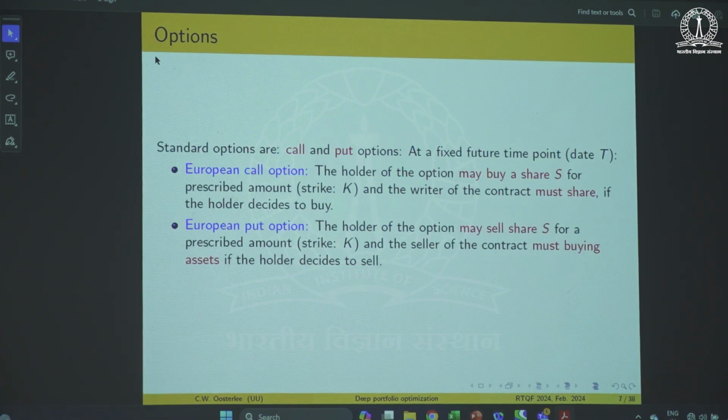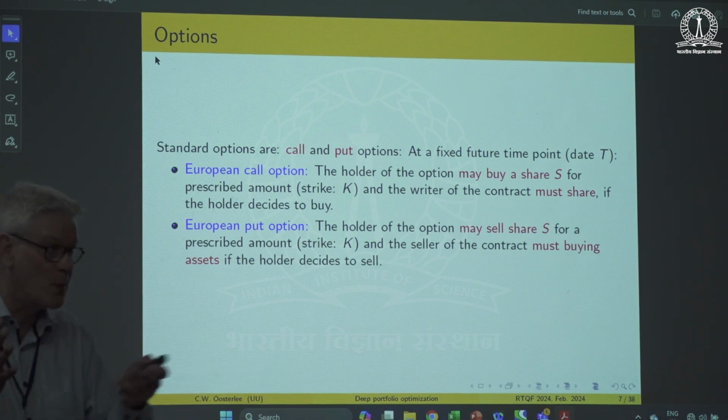We will hear much more about the options later on. We distinguish call and put options, and we only work with European options. For the call option, the holder may buy a share at a prescribed amount K at time capital T. And for the put option, the holder may sell shares for a prescribed amount at final time T. So the right to buy or the right to sell.